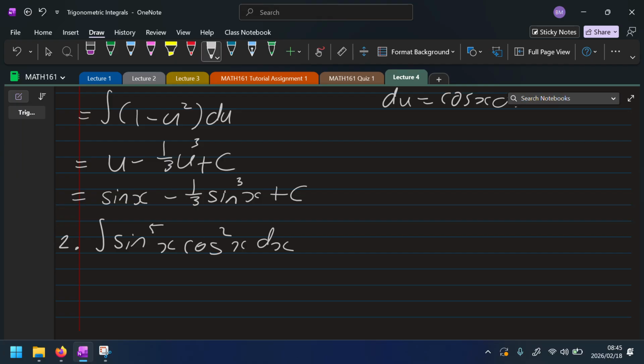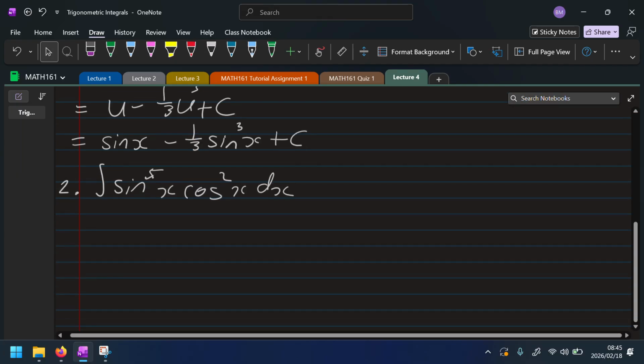So between the sine to the 5x and the cos squared x, which one makes more sense to pull out as a factor? The sine or the cos? The sine. Okay, good. You're catching on. So we can take out the sine x and then leave the rest on the side. So let's do that.